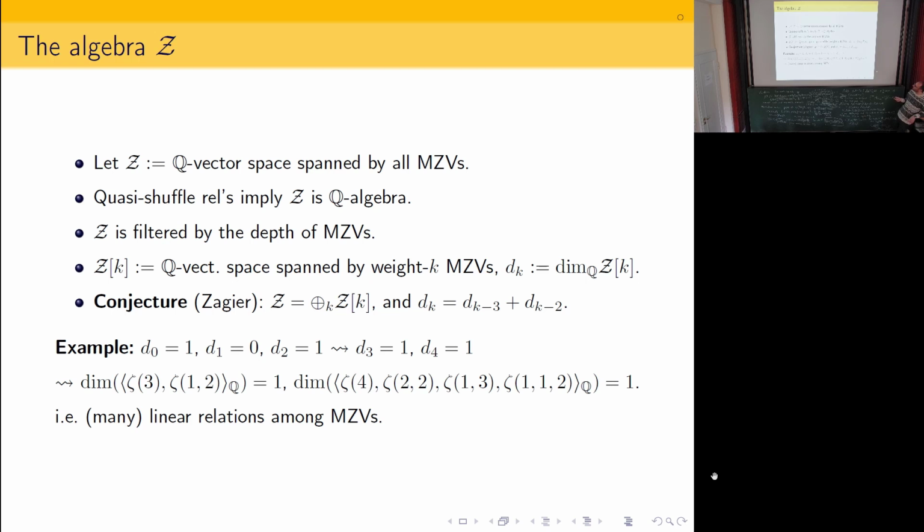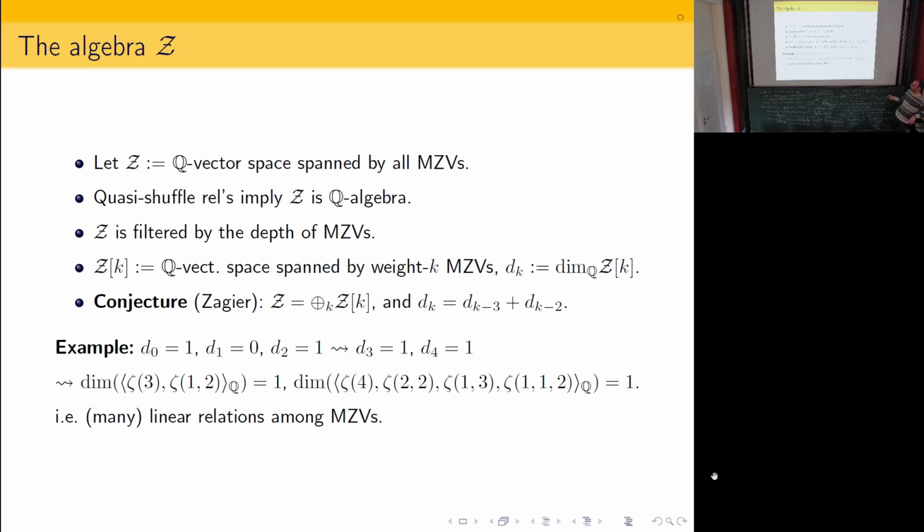So, just an example, here you have d_0 equal 1 because it's just Q, d_1 equals 0 because there are no weight 1 multiple zeta values, then weight 2 there's only zeta 2, but this formula then tells you already what d_3 and d_4 are. d_3 is the dimension of the space generated by these two guys, so this tells you that these two guys must be linearly dependent, and that's the relation that we've seen in the first slide. And d_4 equal 1 tells you that these numbers have to be all multiples of zeta 4, which is true, but you need to work a little bit to prove this.